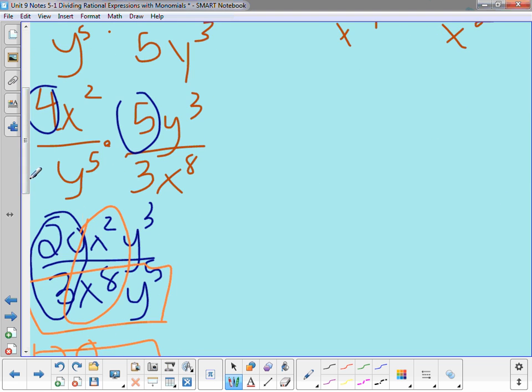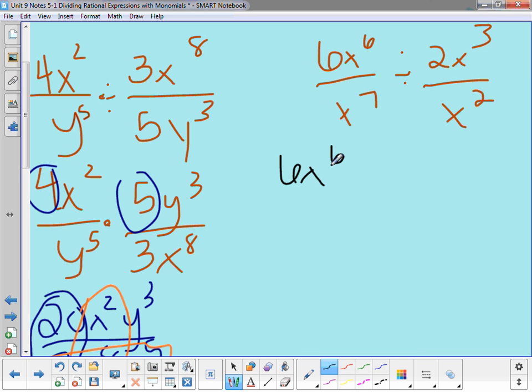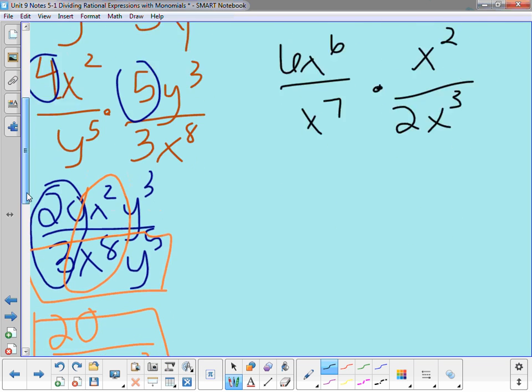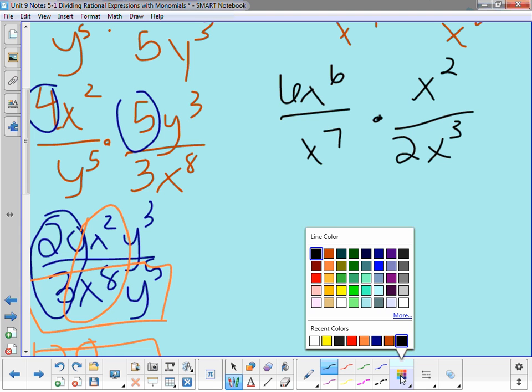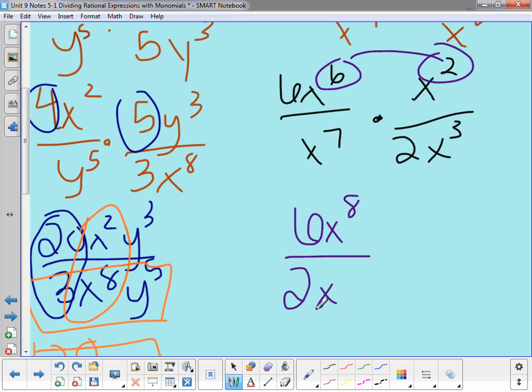So now what we want to do is flip that second fraction. So we have 6x to the 6th over x to the 7th times, now I'm going to put x squared up top and divide it by 2x cubed. So now we need to do some simplifying. So I'm going to multiply 6x to the 6th times x squared. When I do that, I need to add those exponents. And that gives me 6x to the 8th. Then on the bottom, we have 2x, and then you need to add those exponents, and you get to the 10th. 6 divided by 2 is going to give us 3.